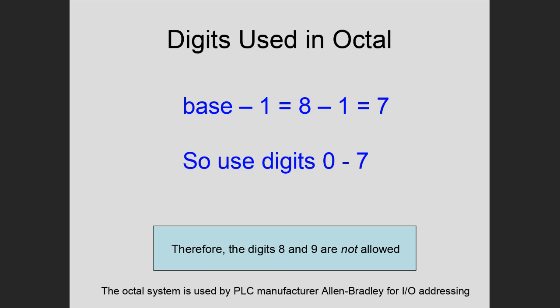We start to repeat digits. For 10, we say 1, 0. For 11, we say 1, 1. For 12, we say 1, 2. We do exactly the same thing in octal and all other number systems. Once we run out of digits, we start to repeat digits. And I'll show you that in just a second.